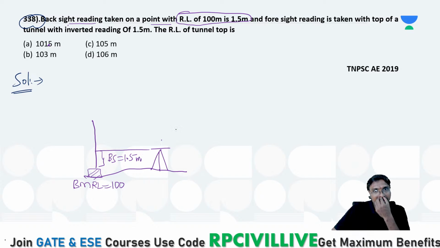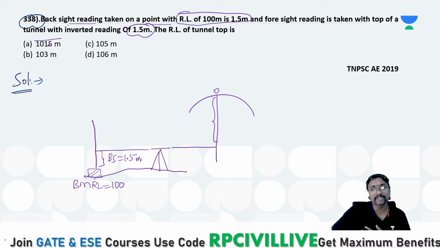1.5 meter. And the foresight reading is taken on the top of the tunnel with an inverted staff of 1.5 meters, right? So let us say this is the top of this tunnel. With the top of this tunnel, what is the reading we have taken? That foresight reading is with an inverted staff. Now inverted staff means 0 will be starting at the top, right? That is also 1.5 meters. This is your foresight.